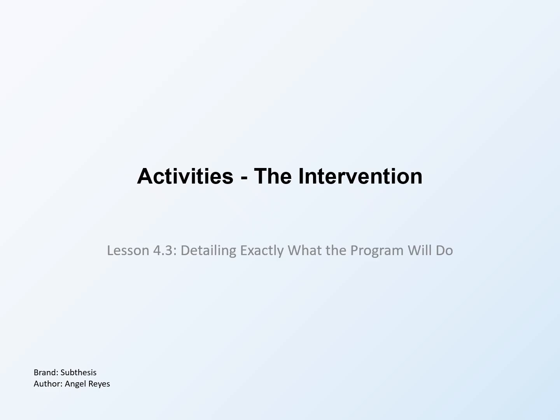By the end of this lesson, you will be able to describe activities with appropriate specificity that helps reviewers understand exactly what will happen, connect activities to both the inputs that enable them and the outputs they produce, and ensure your activities logically lead to your intended outcomes through a clear causal pathway. Strong activity descriptions distinguish competitive proposals from vague promises.